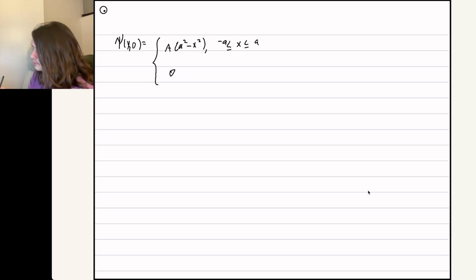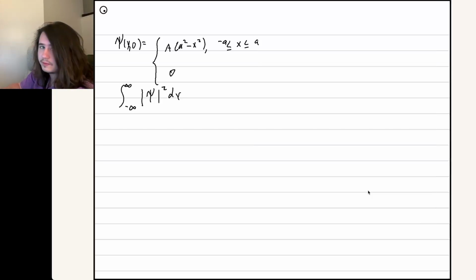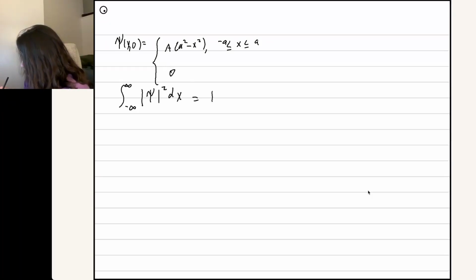So, to do the normalization, we're going to be taking the integral from minus infinity to infinity. That just means either side of the bounds of the problem, which is minus a to a in this case, of the square modulus of the wave function, integrated over position. And that's going to be set equal to 1. That's how we're going to get a. So for us, that's going to look like A squared, integral from minus a to a of (a squared minus x squared) squared dx.